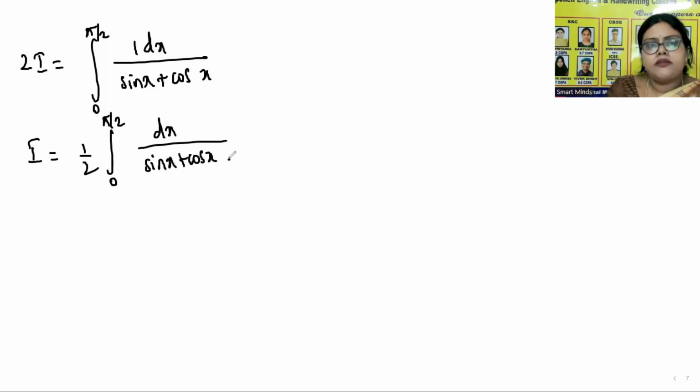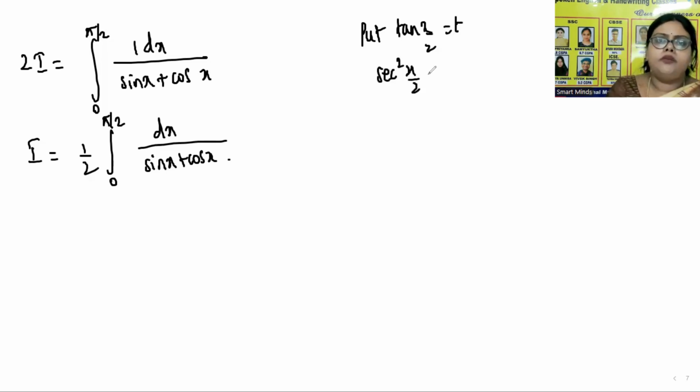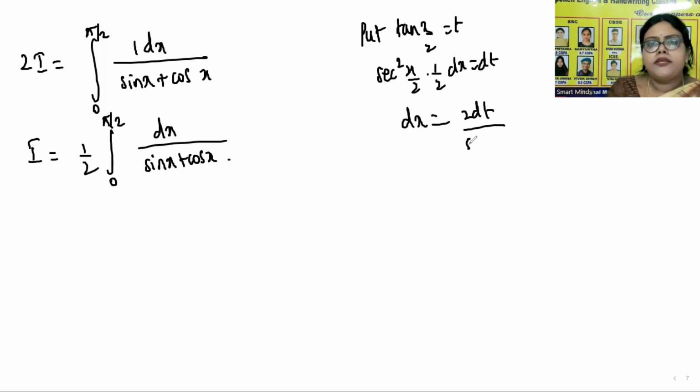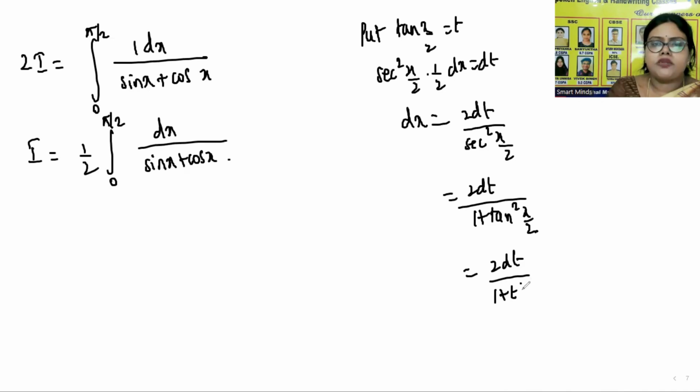So we have seen in the last problem, if we put tan x by 2 is equal to t, secant square x by 2 into 1 by 2 dx will become dt. Then dx will become 2 dt by secant square x by 2. Now secant square x by 2 can be written as 1 plus tan square x by 2. That is 2 dt by 1 plus t square. This is the value of dx.